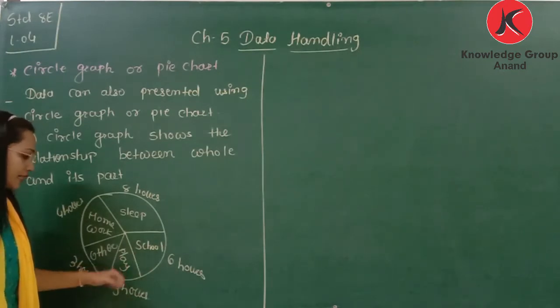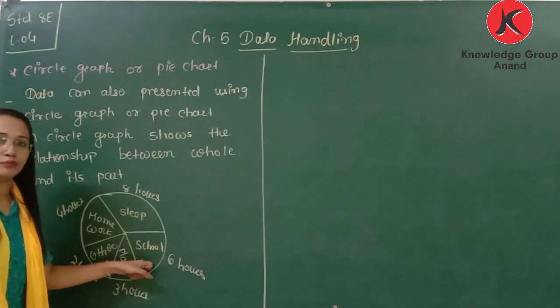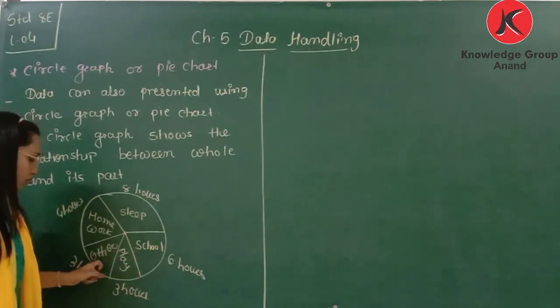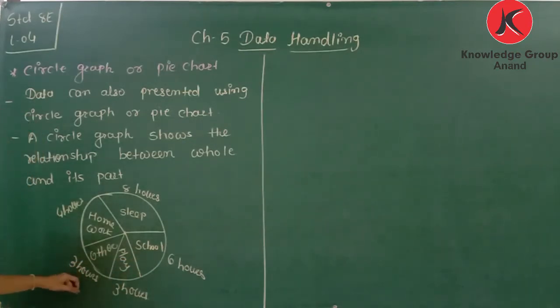Then play. Playing time is 3 hours. It is also clearly seen that it is less than school hours. Other activity covers 3 hours. And last, homework for 4 hours. From this you can see that homework time is more than other activity, or you can say homework time is more than playing activity.